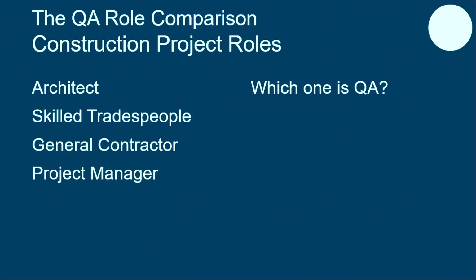So we have some typical roles. We have an architect. We have the skilled tradespeople, the plumbers, the drywallers, the electricians, the flooring people. We have the general contractor. We have the project manager, somebody who's responsible for the numbers, the budget, kind of coordinating all that. We have the building inspector, the one that comes in and says, yep, you are meeting code, or nope, you're not meeting code. And then, of course, we have the customer, the person that we're actively building this project for. So when you think about these traditional roles in a construction project, which one makes the most sense for QA?